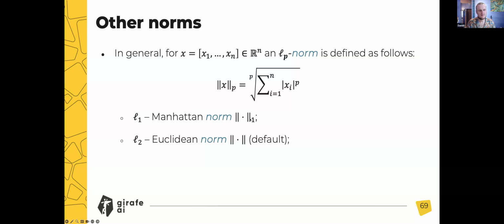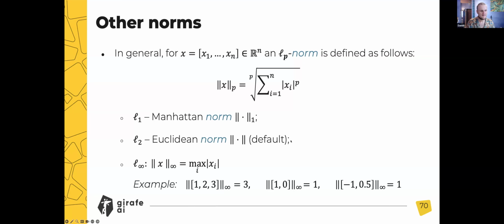So L1 is the Manhattan norm, or just L1. L2 is the Euclidean norm, the default norm we'll use. That's why usually we do not write the index 2. Right? Because it's assumed that it is a default. But there is also the L infinity norm, which is basically what we do: we take the maximum value. For example, for this vector, what is the maximum? It's 3. Here it is 1. Here it is 1 again, right? Because we care about the modulus of -1.